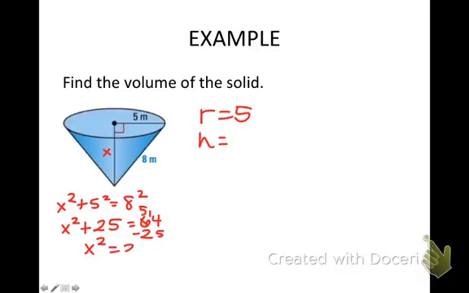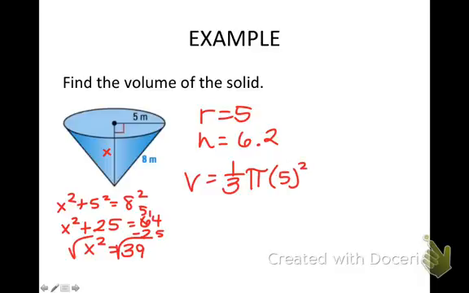39. What do we get when we square root that? So 6.2? We're all going to go with that? I'm trusting you on it. 6.2. Plug it into the formula. Volume equals 1/3 pi times your radius squared times your height.